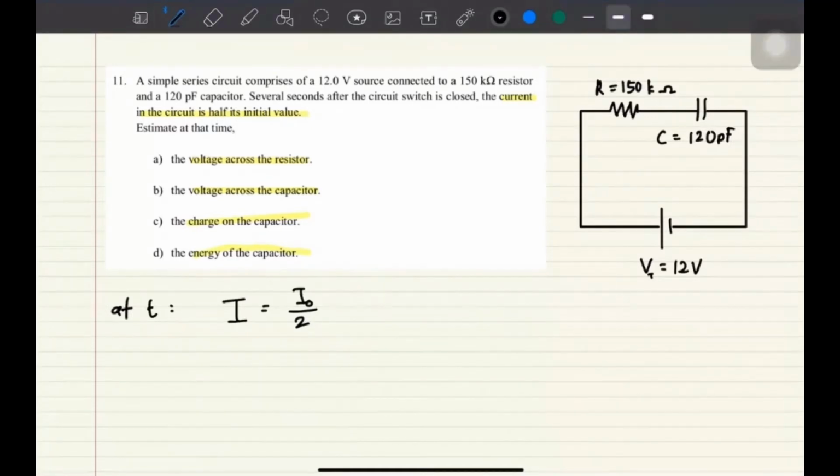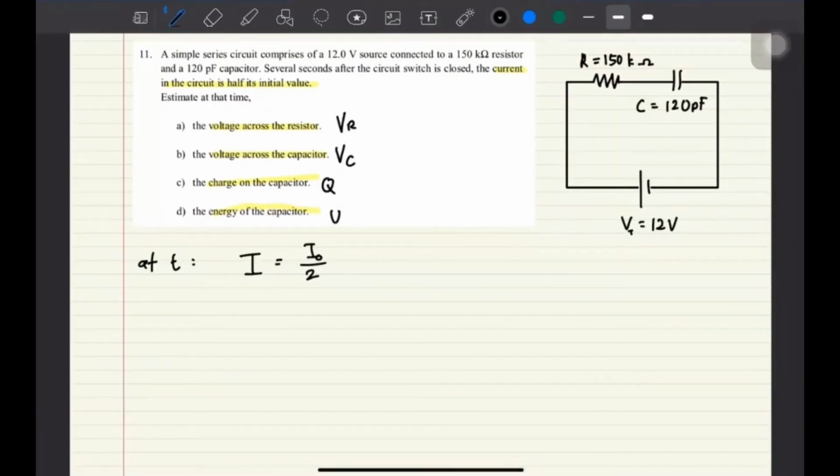Soalan yang pertama dia kata estimate at the time the voltage across the resistor. So VR lah. Second question, they ask you to find the voltage across the capacitor, VC, the charge on the capacitor, Q, the energy of the capacitor, which is U. Energy stored. So if we are using the initial, we compare with the initial current, so V sama dengan IR, this is Ohm's law. If I use V naught, that means I have to use V terminal lah. So your I naught sama dengan V terminal over R.